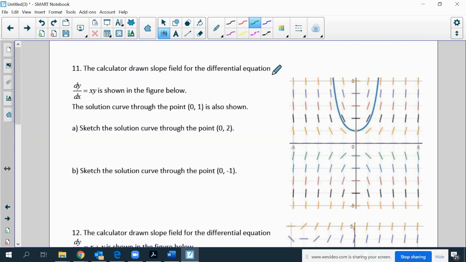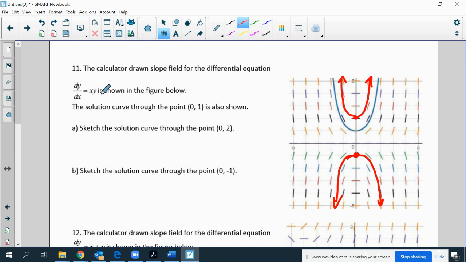So the calculator drawn slope field for this differential equation is shown in the figure. The solution curve through 0, 1 is also shown. Sketch the solution curve through 0, 2. So that would be this. Sketch the solution curve through 0, 1. That one would be this, or something similar to it. I probably drew it a little too narrow. It would probably be something like that. But what you notice is you see that these graphs can be completely dependent on where your initial condition is.